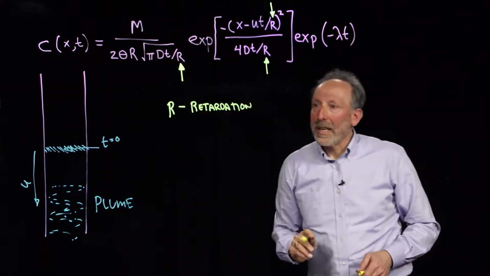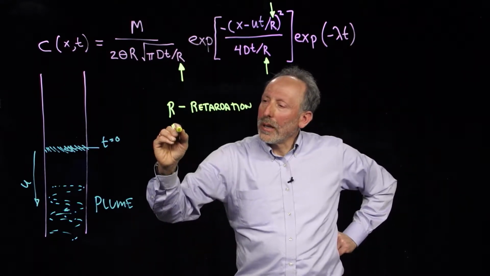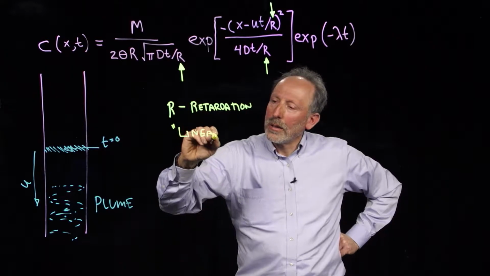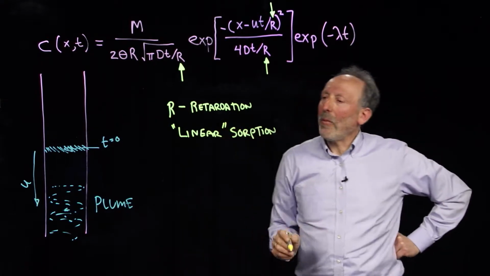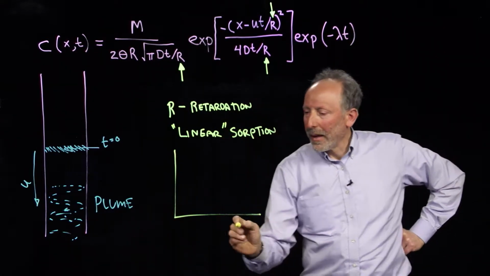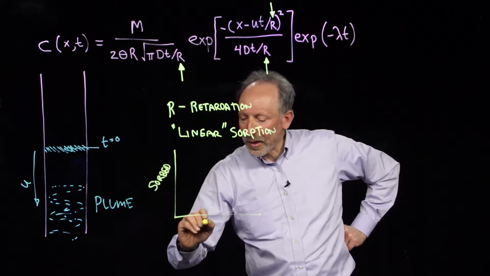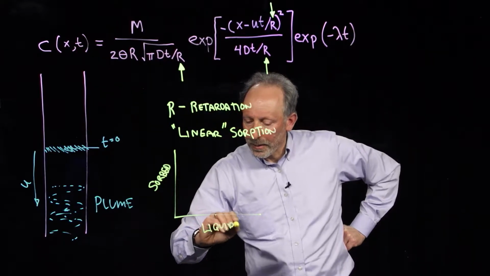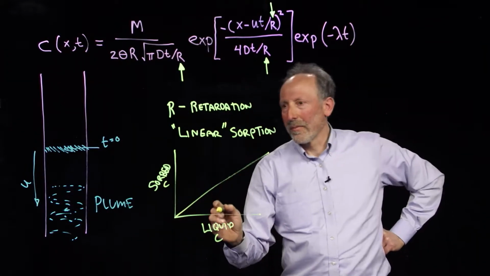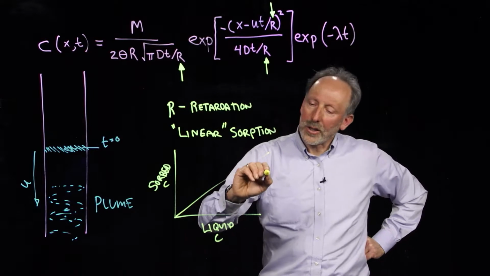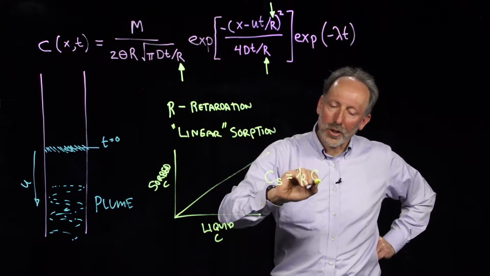of a plume. And this is only going to find this form when we have what's called linear sorption. And what that means is that the sorbed concentration versus the liquid phase is going to have a linear relationship. So there is a constant, so that the concentration on the solid phase is equal to some coefficient times the concentration in the liquid phase.